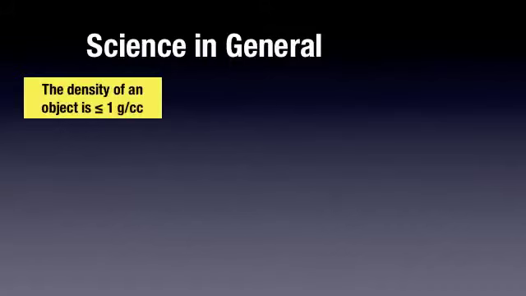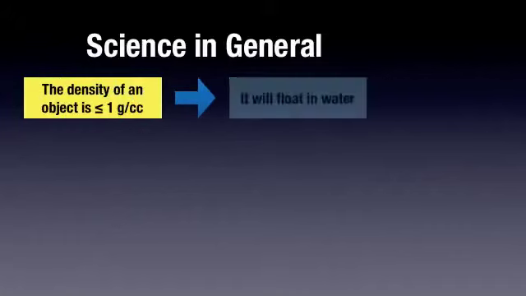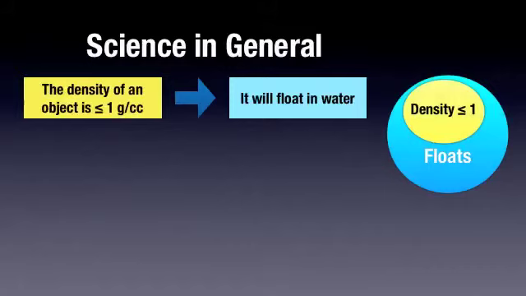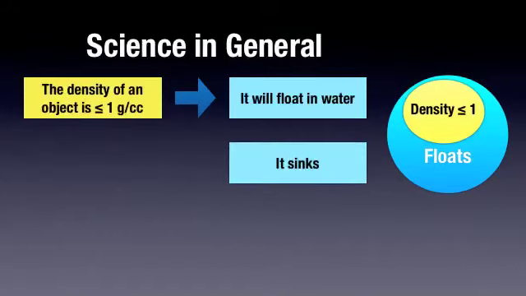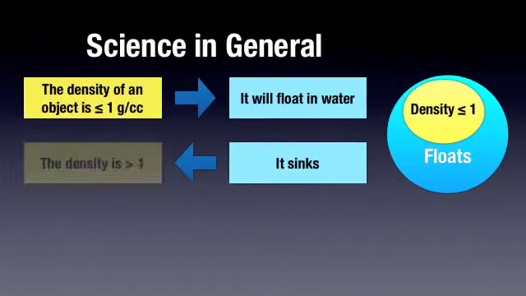Here's an idea of a science project you might have done in middle school. You have this notion that if the density of an object is low, and we'll be numerical here, if it's less than or equal to 1 gram per cubic centimeter, which is the density of water, that means it will float. Okay, here's the Euler diagram for that. If the density is less than or equal to 1, it floats. There may be other ways to make it float. But if it sinks, it's outside the float circle, and that means that the density is greater than 1.